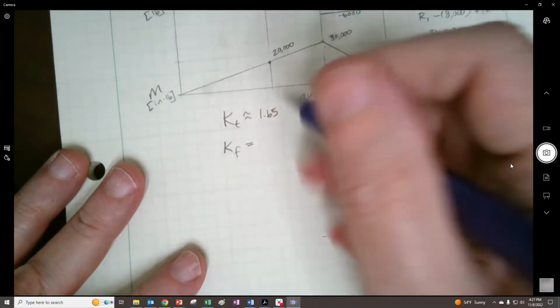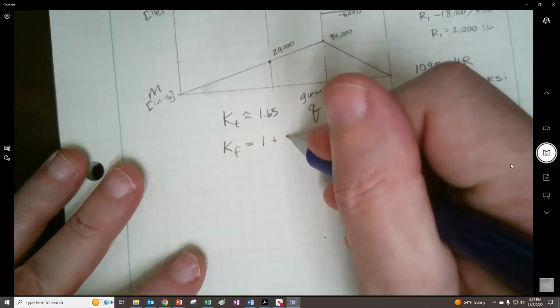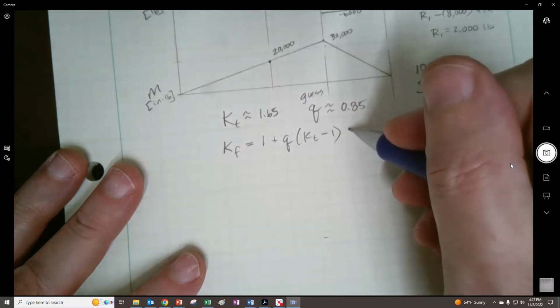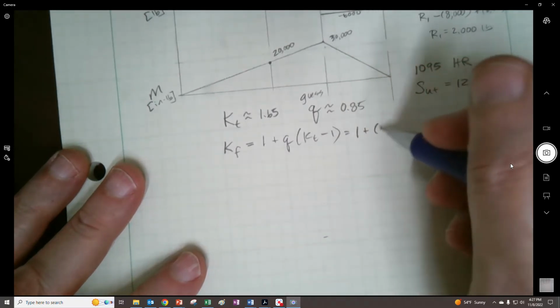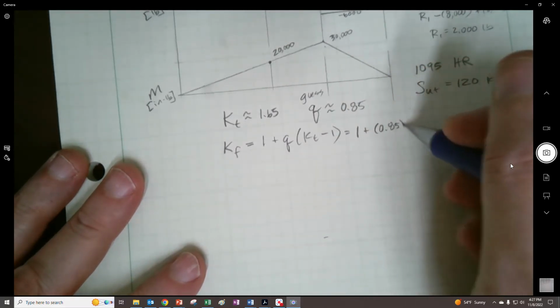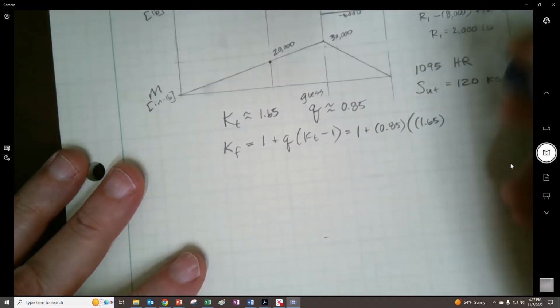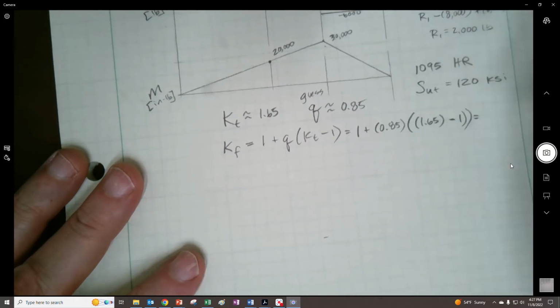So that's going to be 1 plus Q times KT minus 1. So it's going to be 1 plus 0.85 times 1.65 minus 1. I think I put too many parentheses in there. Whoops.